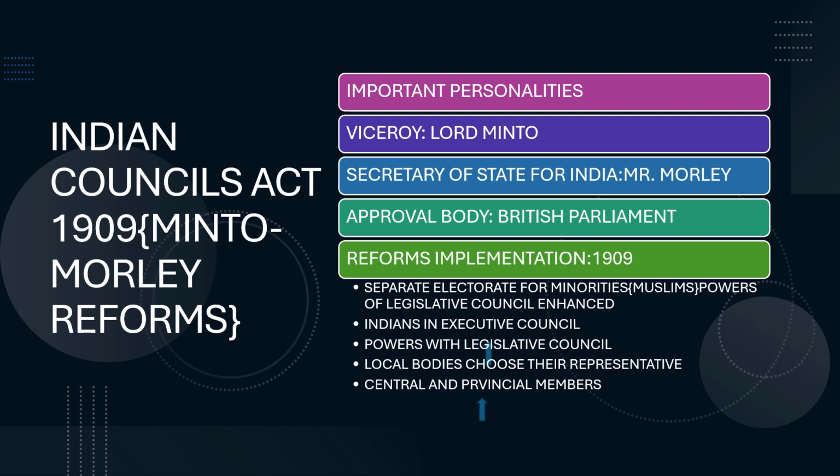The main points of the facilities given to the Indian public were a separate electorate for the minorities, basically Muslims, and enhanced powers of the legislative council. Indians were to be in the executive council, giving suggestions to the viceroy. Before that, mostly Britishers were part of the executive councils. Powers of the legislative council were enhanced. Local bodies would choose their representatives, and the central and provincial members would also be chosen.